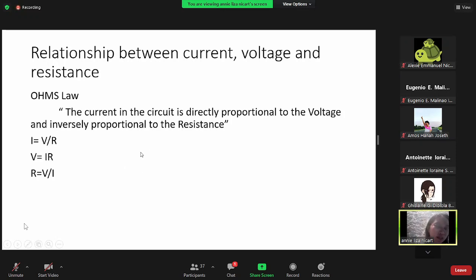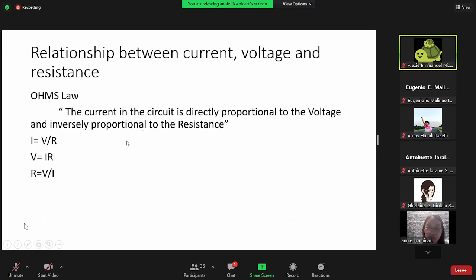Easy. If the voltage is constant and we decrease the resistance 4 times, what will happen to the value of the electric current?